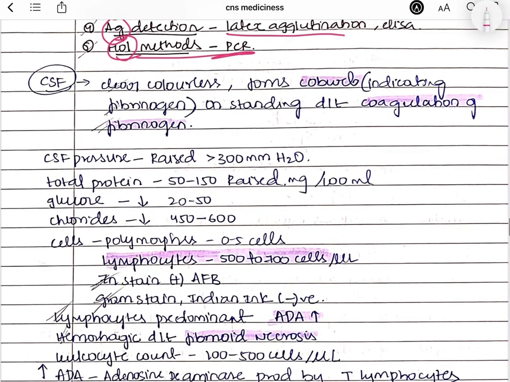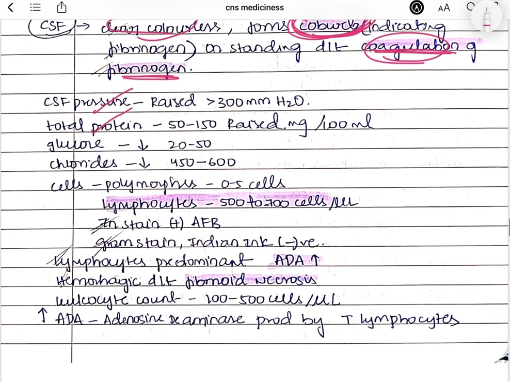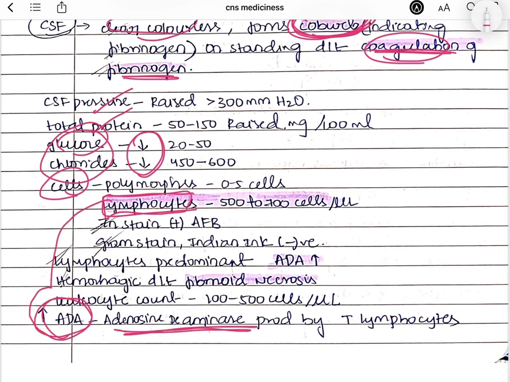Coming to the CSF, it will be colorless and clear, and a cobweb appearance can be seen because of coagulation of fibrinogen, right? Pressure will be raised, protein will be raised, glucose and chlorides will be reduced, and cells will be raised, predominantly lymphocytes. These lymphocytes produce ADA, adenosine deaminase, which will also rise in tubercular meningitis. Because it's an acid-fast bacilli, you can do ZN staining, which is positive.